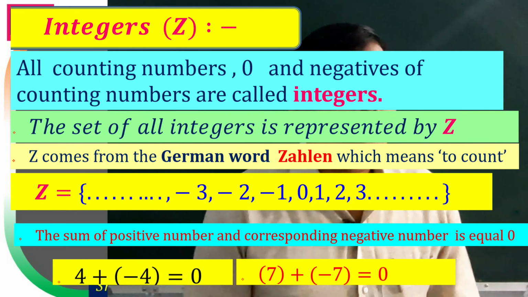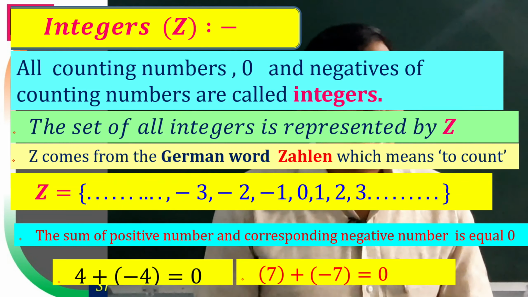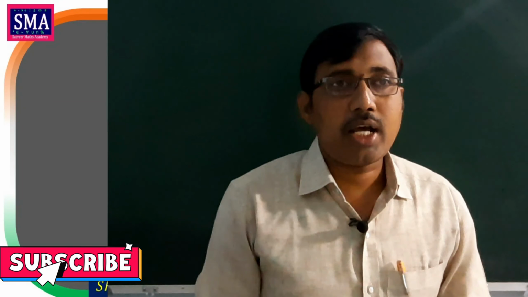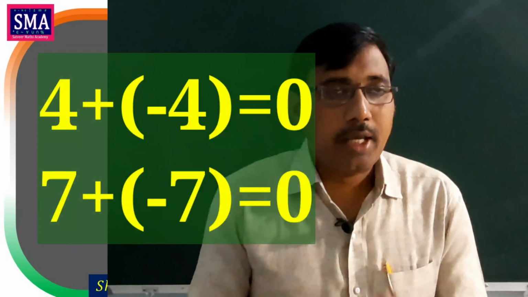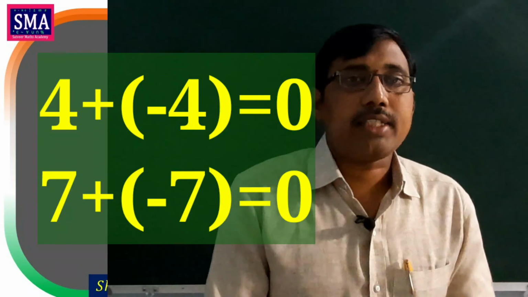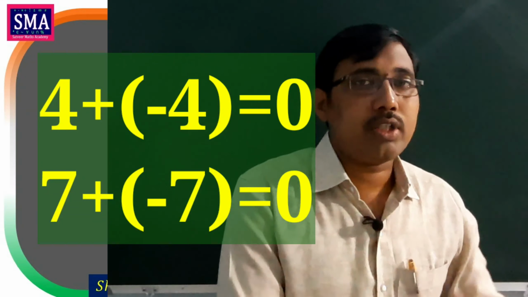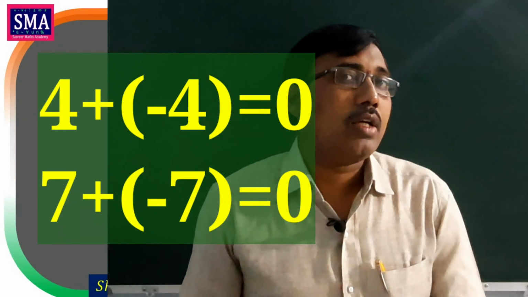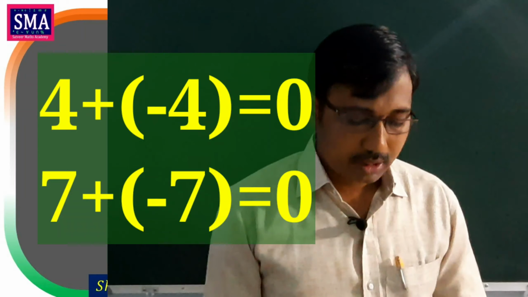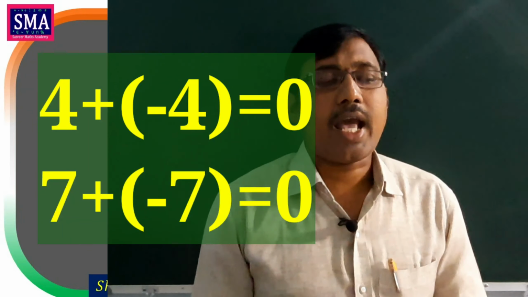Okay. So next one, the sum of a positive integer and the corresponding negative integer is equal to 0. Observe the screen. For example, 4 plus minus 4 is equal to 0 and minus 7 plus 7 is equal to 0. Okay. These are the integers. Next one, negative integers are usually written with a negative sign.